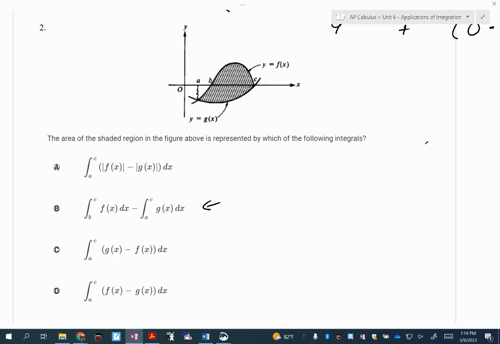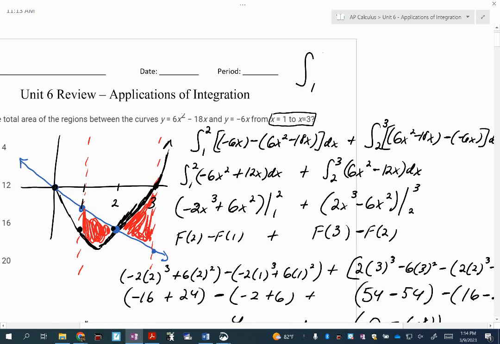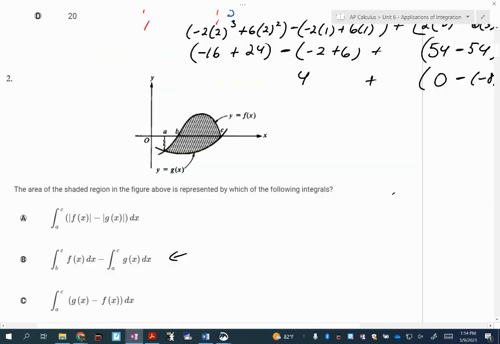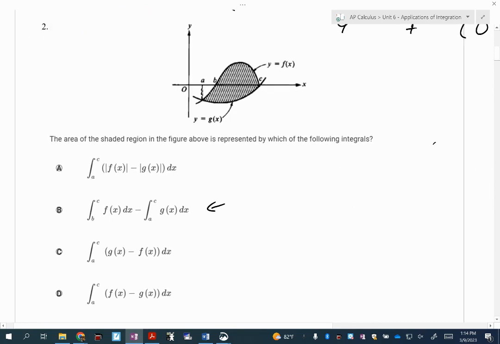This one is trying to use the absolute value. I actually, if I had taken a moment, and if I had done this up here for the first one, the integral of 1 to 3, the absolute value of negative 6x minus 6x squared minus 18x dx, this actually would have given us the same value. All right, well, we couldn't do that because we don't have a calculator, so we had to split it up. So absolute value is when I'll use that when I'm looking at some kind of change in terms of which one's on the top or which one's on the bottom, but not going on here.